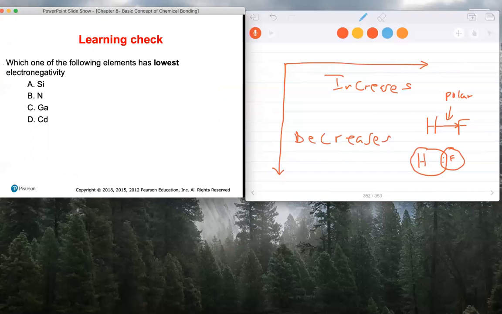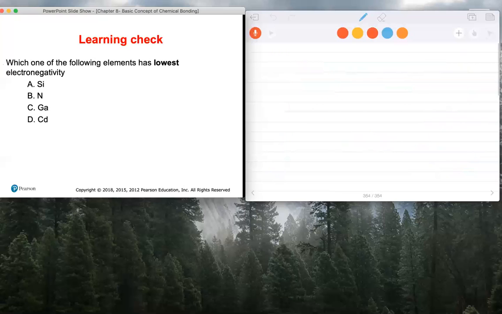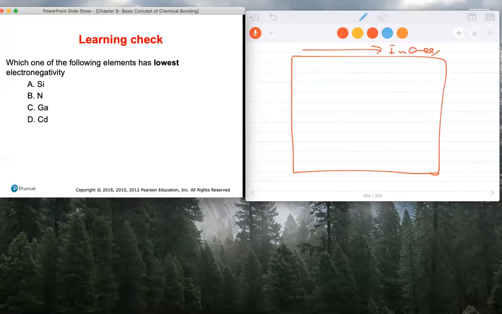Now, let's see. A question similar to what you see on the screen is, which one do you expect to have the lowest electronegativity value? Don't just say, oh, how am I going to do that? With my periodic table, I'll just have a scratch paper similar to what I have here and mark the periodic table, knowing that this is increasing and knowing that this is decreasing. So I'm just going to label this and say silicon is somewhere there.